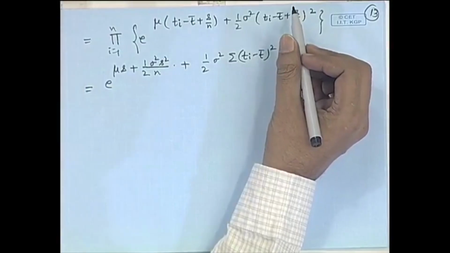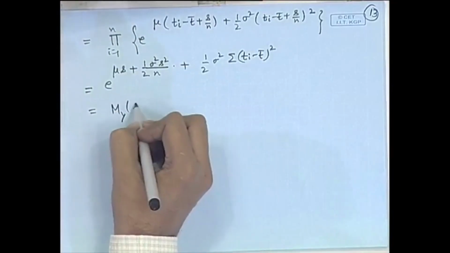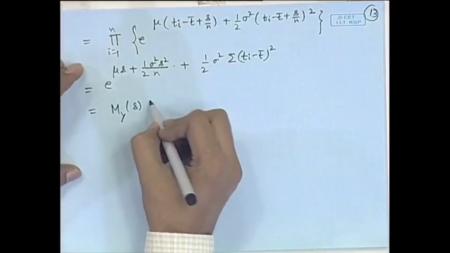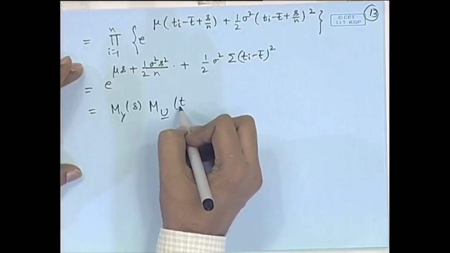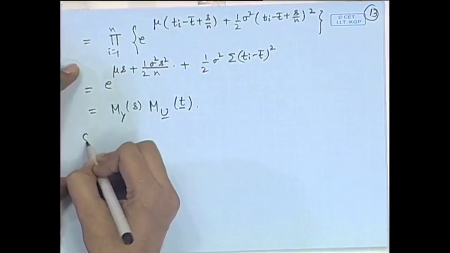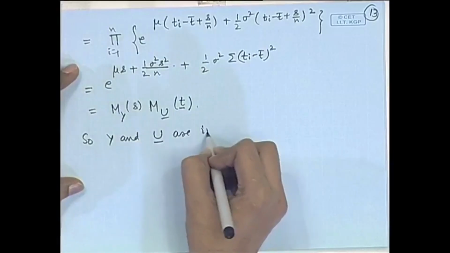So, if we utilize the relations 1, the first term here is nothing but the MGF of Y at the point s, and the second term from equation number 2 is M_U(t). So, we have proved that the joint MGF of Y and U is equal to the product of the MGFs of Y and U respectively. So, Y and U are independent.